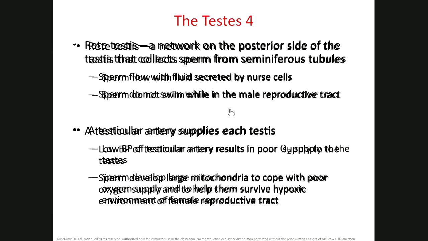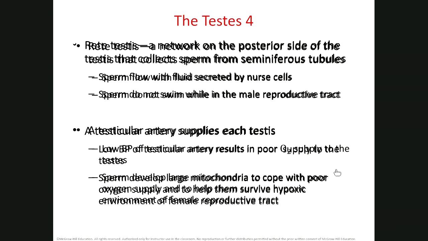Rete testis is a network after the tubules, and a testicular artery supplies each testis. Low blood pressure results in poor oxygen supply. Sperm develops large mitochondria to cope with this poor oxygen supply, and they help it develop and survive in the hypoxic environment of the female reproductive tract. So actually, it's good because they will have a stronger mechanism of mitochondria, right? Which also makes them more like Spartans, able to survive harsh conditions.